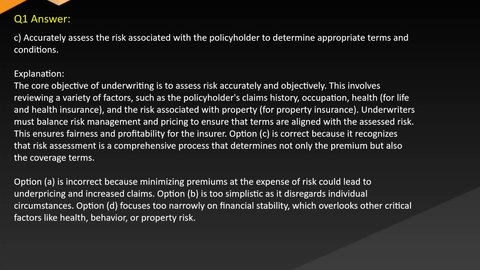Option C is correct because it recognizes that risk assessment is a comprehensive process that determines not only the premium but also the coverage terms. Option A is incorrect because minimizing premiums at the expense of risk could lead to underpricing and increased claims. Option B is too simplistic as it disregards individual circumstances. Option D focuses too narrowly on financial stability, which overlooks other critical factors like health, behavior, or property risk.